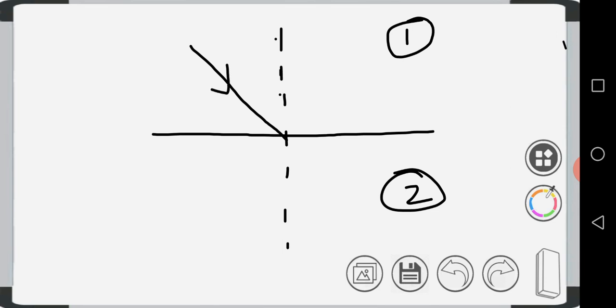So if it bends towards the normal like this, we have to understand that medium 2 is a denser medium than medium 1. But if it goes away from the normal, if it bends in this direction, then we have to understand that medium 2 is a rarer medium. So in this way refraction takes place. As I already told you, you have to write that when light moves from one medium to another medium, it changes its path, and this process is called refraction.